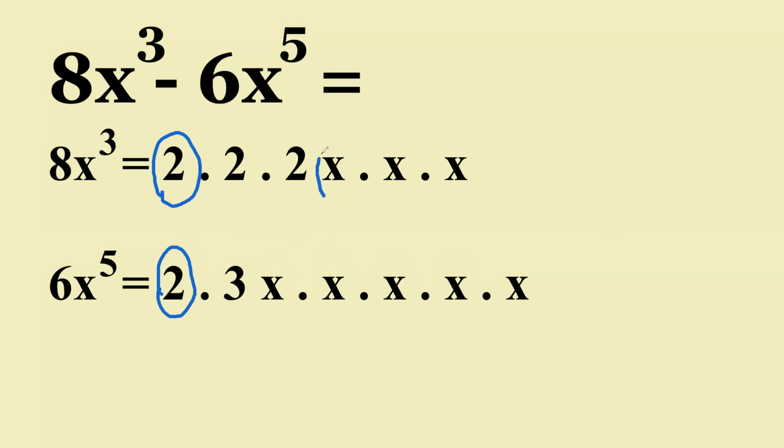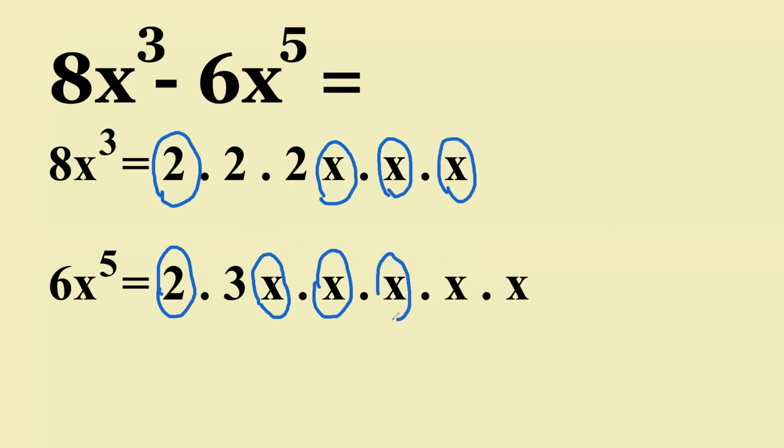But the x's, I have an x here, so I'm going to circle it with this x right here. And this x right here, I'm going to circle it with this x right here. And this x right here, I'm going to circle it with this x right here. So what we have in common is the 2, and we have in common 1, 2, 3 x's. So that's x times x times x, which is x cubed. So this is your greatest common factor.